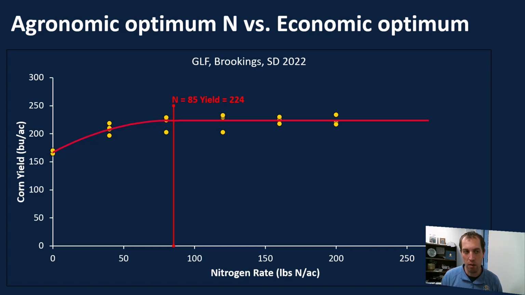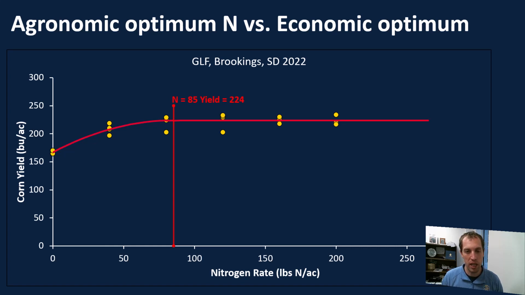Behind that, what we're really looking at here is our economic rate. It's a little bit lower. When that nitrogen stopped paying for itself, it was around 76 pounds of N, and we got a yield of 223. So only a 1 bushel difference, but we save about 20 or so pounds of N, which over a field can add up to quite a bit of nitrogen savings.